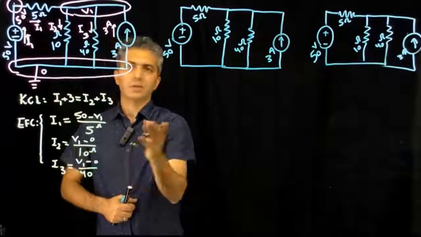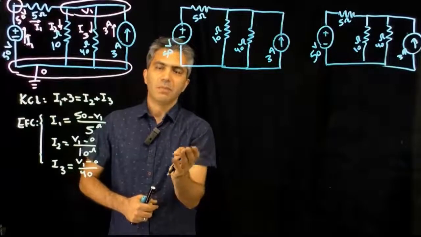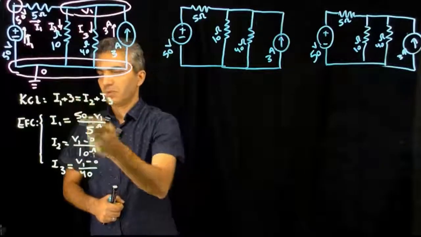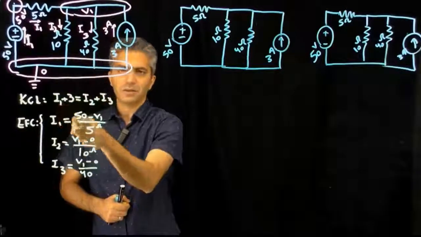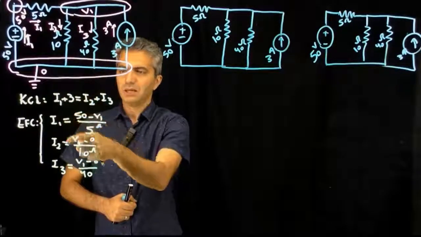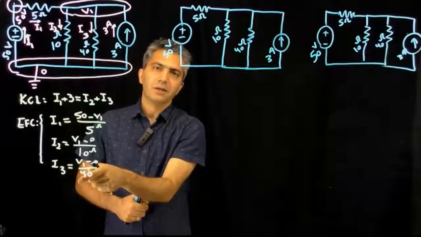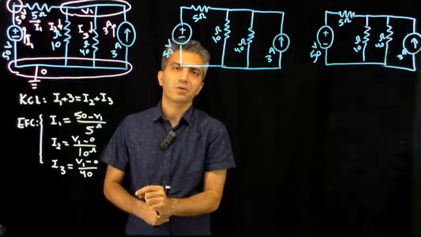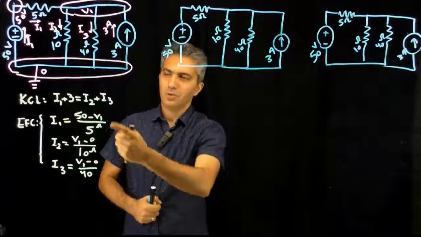Other than that, you can use the general matrix-based technique that I taught you. If you're doing it by hand, simply take the current equations and put them into KCL. That gets rid of all the unknown currents, and in this case it just gives you one equation with one unknown, V1.